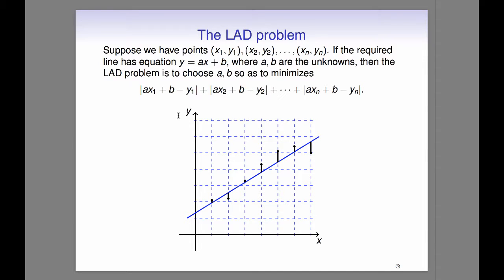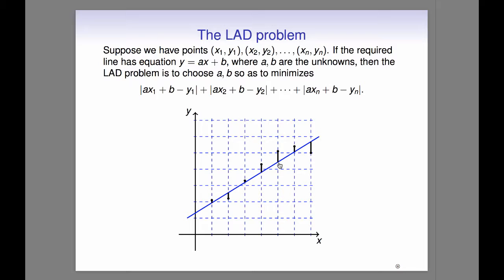And in the least squared method, you minimize the sum of the squares of the distances of the points to the line. And in the LAD method, you minimize simply the sum of the distances to the line. In other words, the sum of the absolute value of the differences of the y values between the given data points and the corresponding point on the line going vertically.